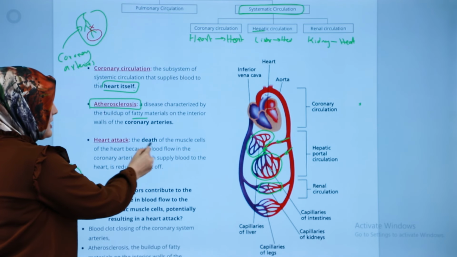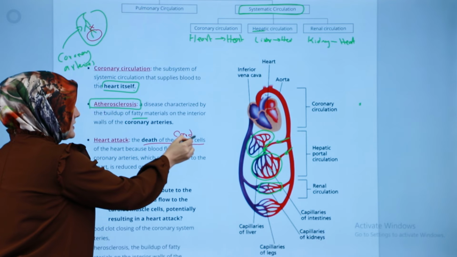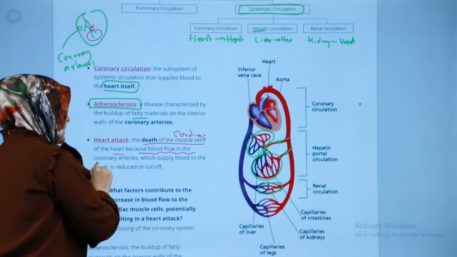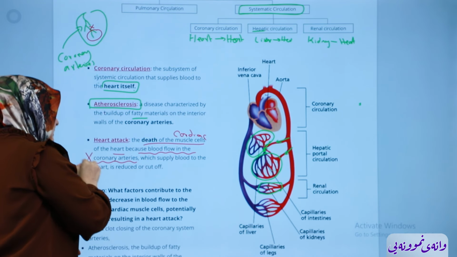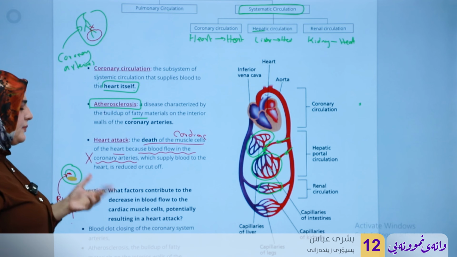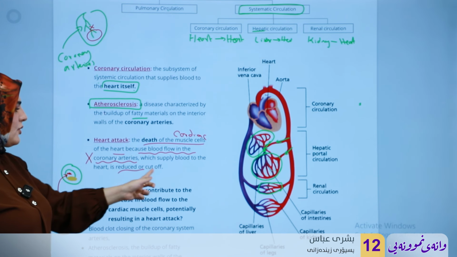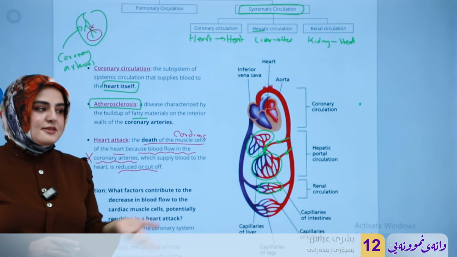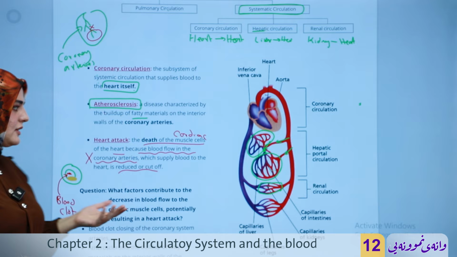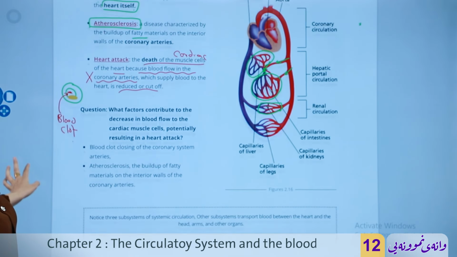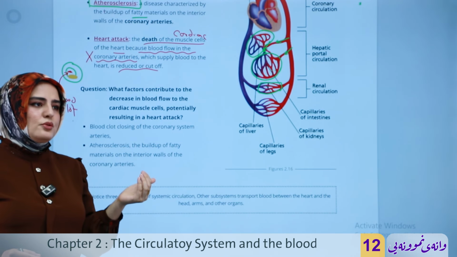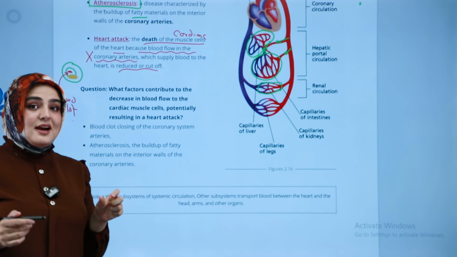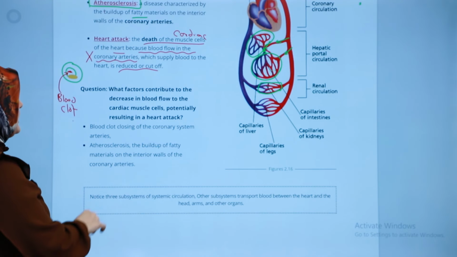Got it? So the death of muscle cells, that means cardiac cells of the heart, it's because blood flow in the coronary arteries which supplied the heart was stopped, cut off or reduced. This is how heart attack happens. Some cells in the heart die and stop pumping. And this is causing a lot of problems to the person. Even after going to hospitals, even if the person has recovered, that part where the cells died, they will never recover again. All right?